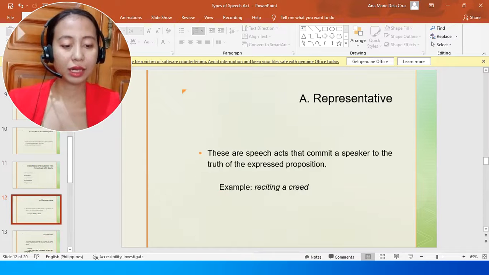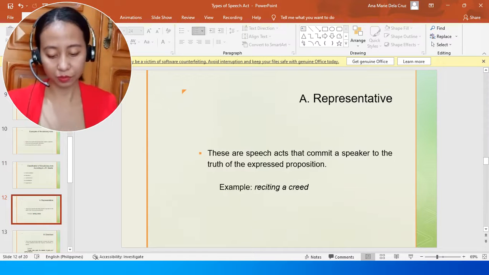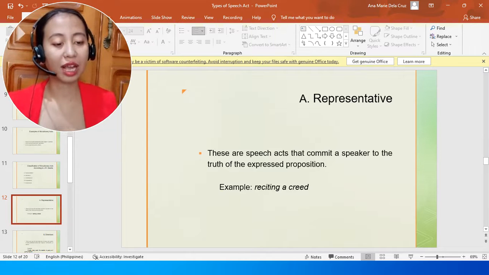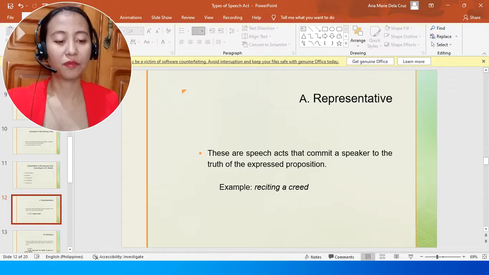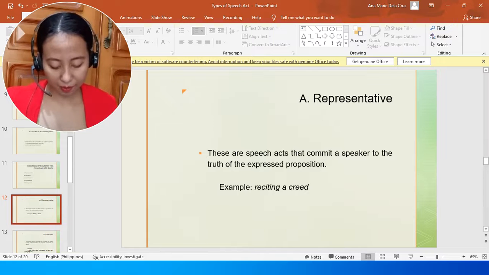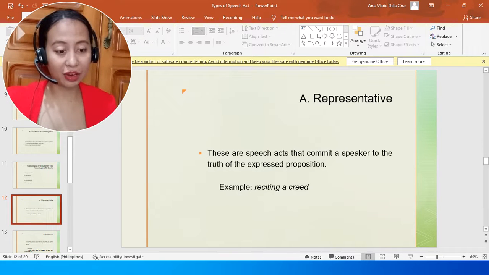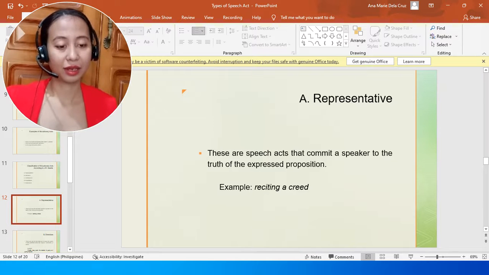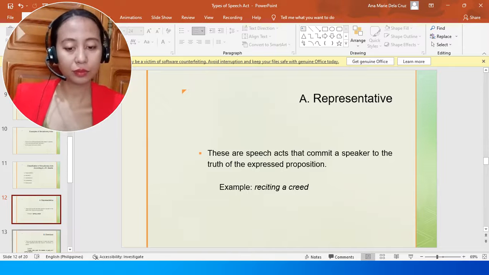First, let's discuss representatives. When we say representatives, these are the speech acts that commit a speaker to the truth of the expressed proposition, like reciting a creed to assert the speaker's belief, okay? You are encouraging or persuading your audience. Okay? That is representative.